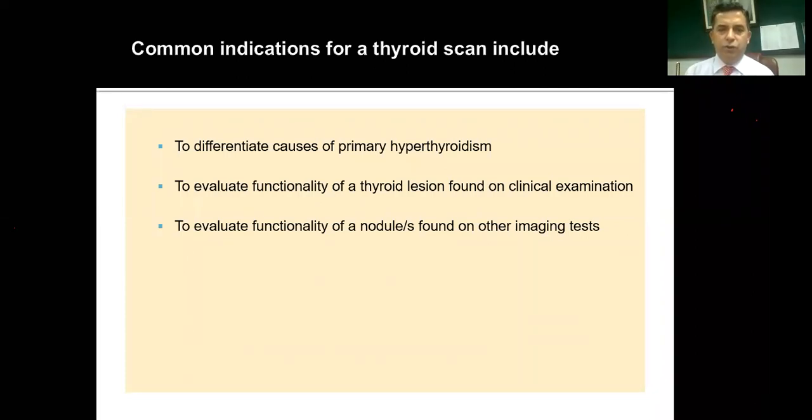So we use it to identify the hyperfunctioning thyroid. Whenever there is increased trapping of the pertechnetate, we take it as hyperactivity of the thyroid. And we evaluate the function of thyroid lesions. If you have some structural lesion found on clinical examination or on ultrasonography, and you want to see if this nodule is hyperfunctioning or hypofunctioning, we use pertechnetate for imaging of these nodules. I'll be showing you a few examples in this regard.